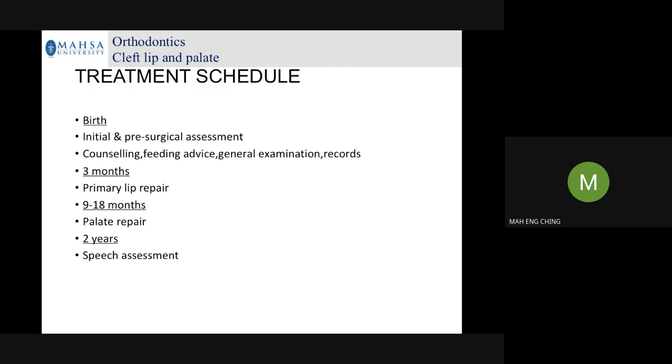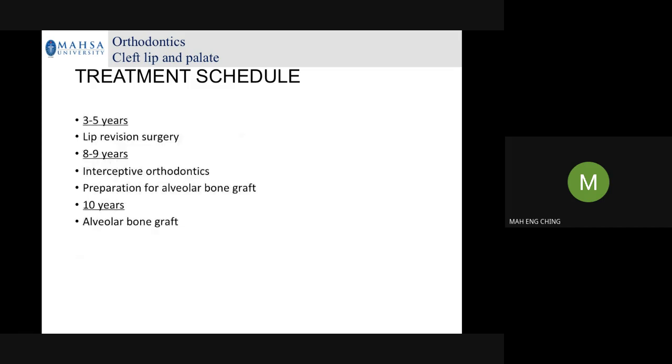So we have to do the records also. Then after 3 months, we do the primary lip repair. Repair the lips first. The lip seal is very important so the patient can suck and feed better. Then after that, at 9 to 18 months, we repair the palate. Then after 2 years, we have the speech assessment. During 3 to 5 years, we have the lip revision surgery.